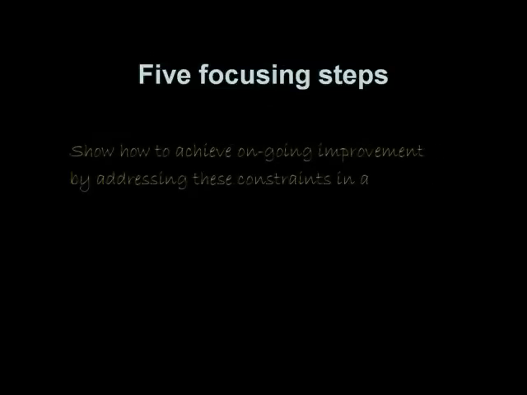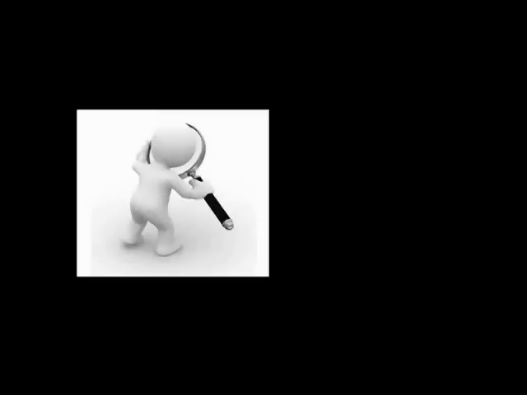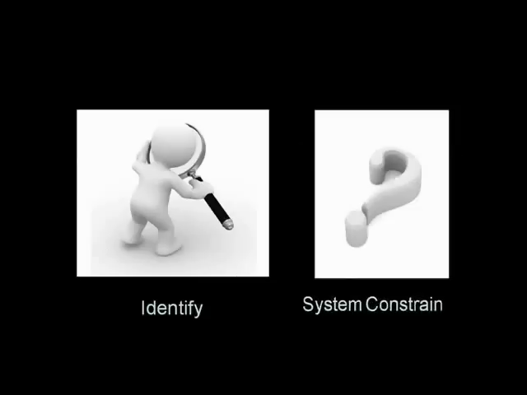The 5 focusing steps of the theory of constraint show how to achieve ongoing improvement by addressing this constraint in a continuous fashion. First, identify the system constraint. You can't manage the constraint unless you identify it, and it is a surprisingly straightforward process to do so. Like a doctor assessing symptoms and drawing a conclusion that they come from a common source, a review of the undesirable symptoms that an organization suffers from can quickly lead to a diagnosis of the system constraint.